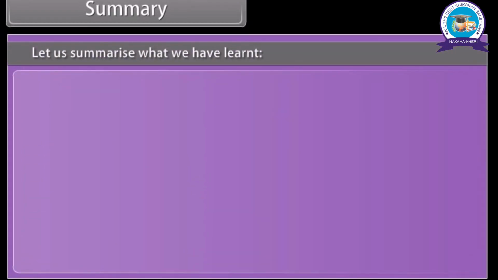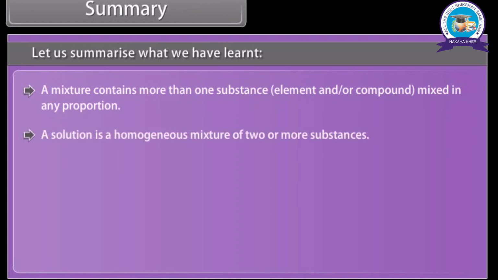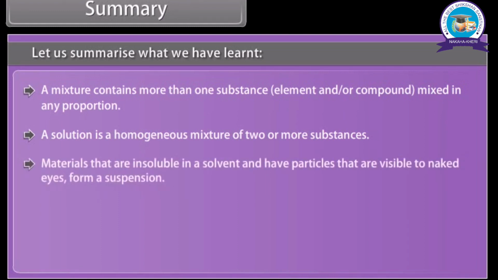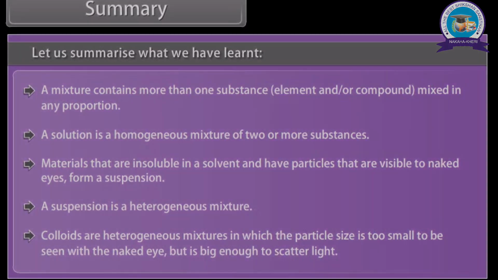Summary. Let us summarize what we have learned. A mixture contains more than one substance, element or compound, mixed in any proportion. A solution is a homogeneous mixture of two or more substances. Materials that are insoluble in a solvent and have particles that are visible to the naked eye form a suspension. A suspension is a heterogeneous mixture. Colloids are heterogeneous mixtures in which the particle size is too small to be seen with the naked eye but is big enough to scatter light.